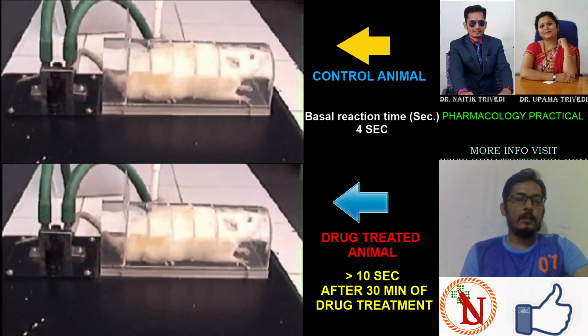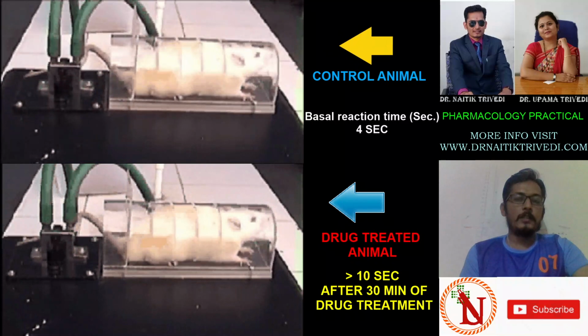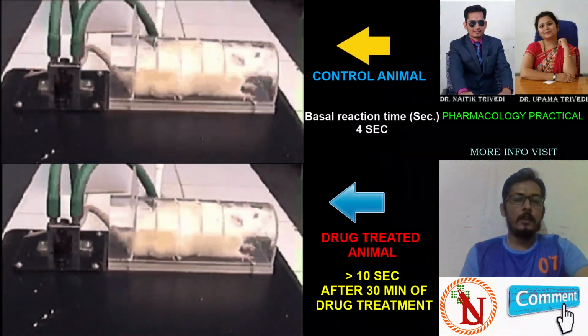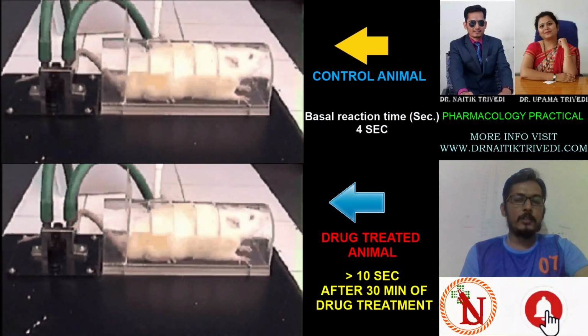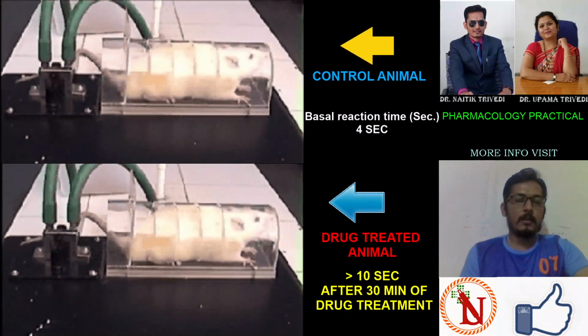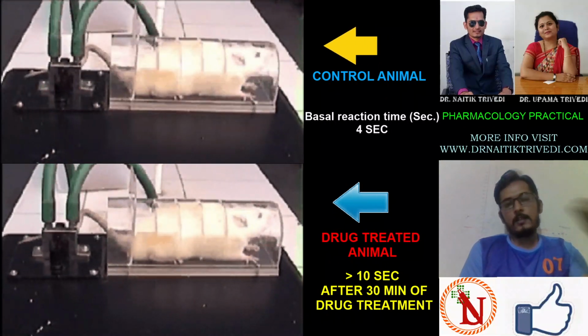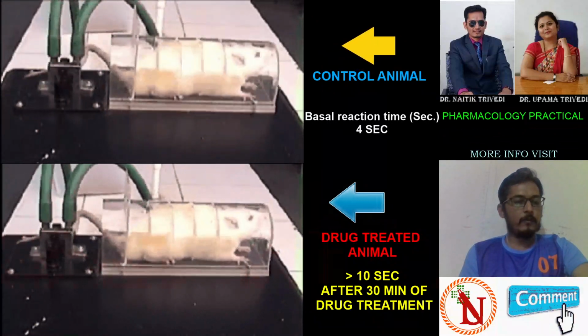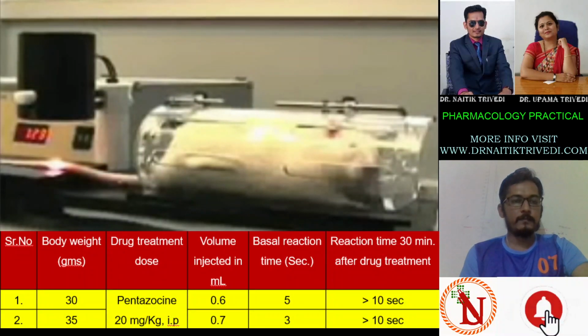Here the first one is the control animal. Its basal reaction time is 4 seconds without giving the drug, and the drug treated animal shows a response greater than 10 seconds because we have given the drug. This is one method. I will show you another tail flick method, the radiation method.